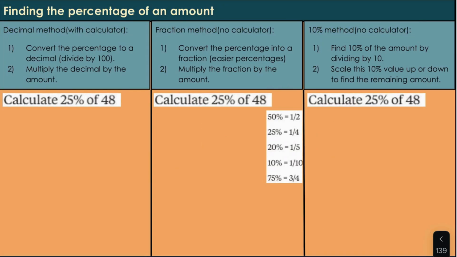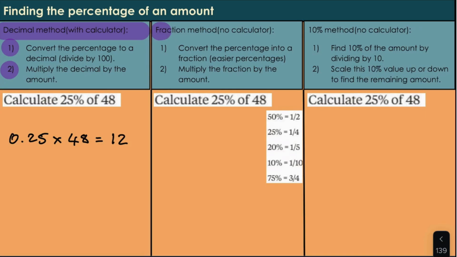Some more examples. First, let's look at the decimal method with a calculator. And we follow these two steps. First, 25% becomes 0.25. We multiply by 48. Punch that into the calculator and we get 12.